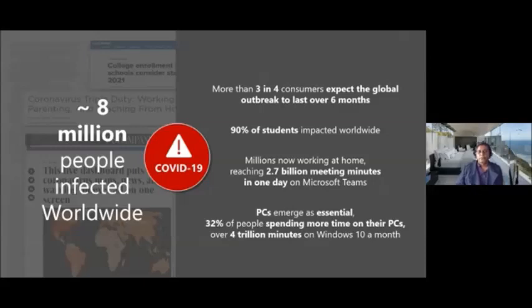3 out of 4 of the consumers expect the global outbreak to last well over 6 months. I think that's pretty much the same for us. And personally, I don't see it necessarily becoming a norm as we knew business before. But the biggest impact that we've seen today, in South Africa specifically, in conjunction with the rest of the world, is that 90% of our students were impacted. And that's a really, really tough problem to have, but at the same point, a really great opportunity for us to go and talk.